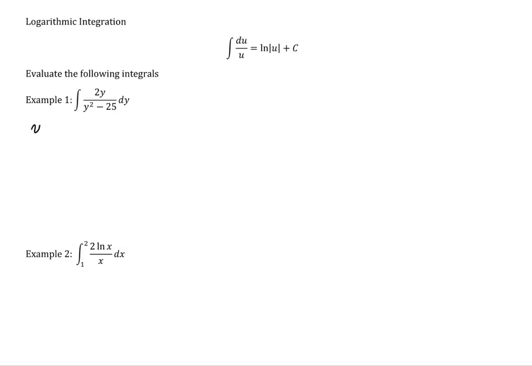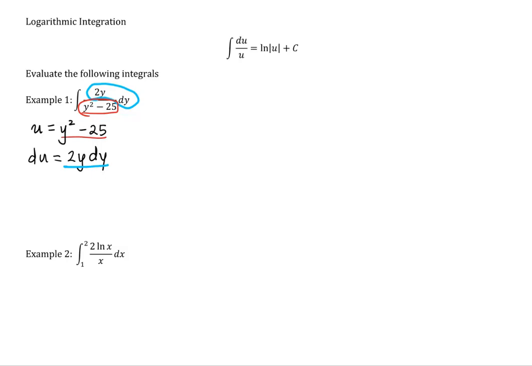So I'm going to start off and I'm going to let u equal y squared minus 25. And then we're going to take du in typical fashion. When we take the derivative of y squared minus 25, the derivative of y squared is 2y. The derivative of 25 is 0. So we end up with 2y dy, which is perfect because 2y dy is exactly what is right there. And what we chose for u is exactly what is in the denominator.